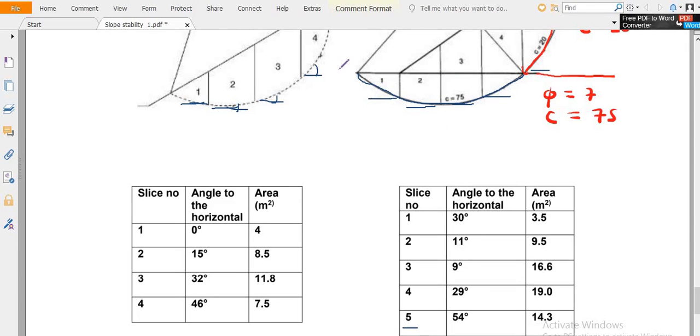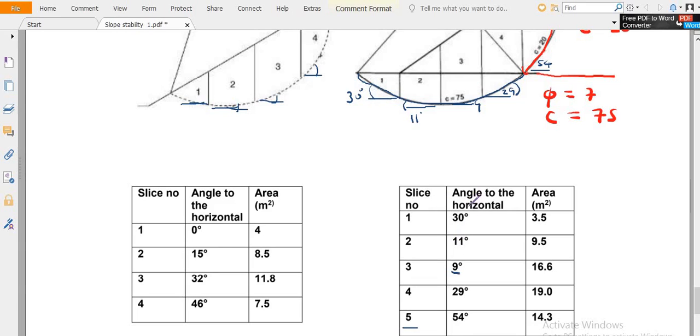So these angles are actually not in this direction. We take this 54 in that direction, and we have 29. This should be 9. But because after 9 it is increasing, the next angles should be in the other direction, not in this direction. So this angle is 11 in the other direction, and this angle is 30.